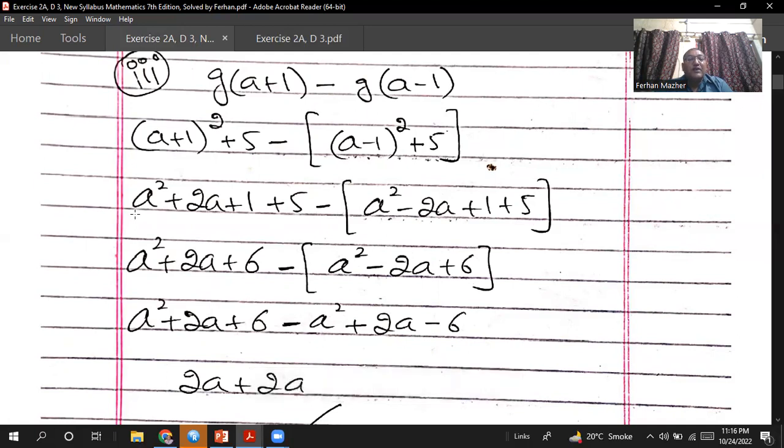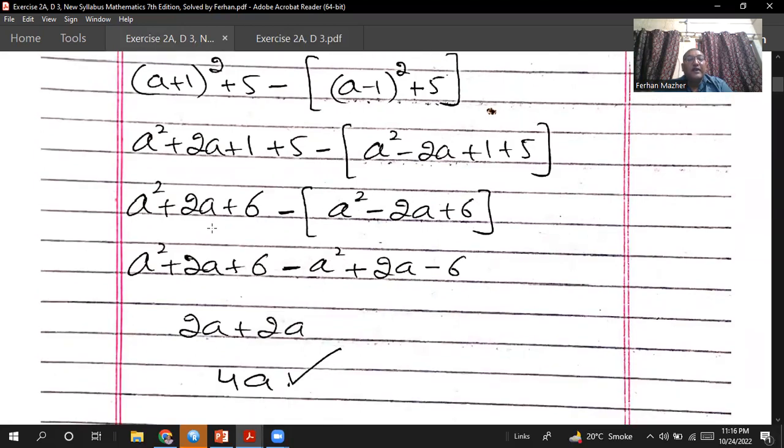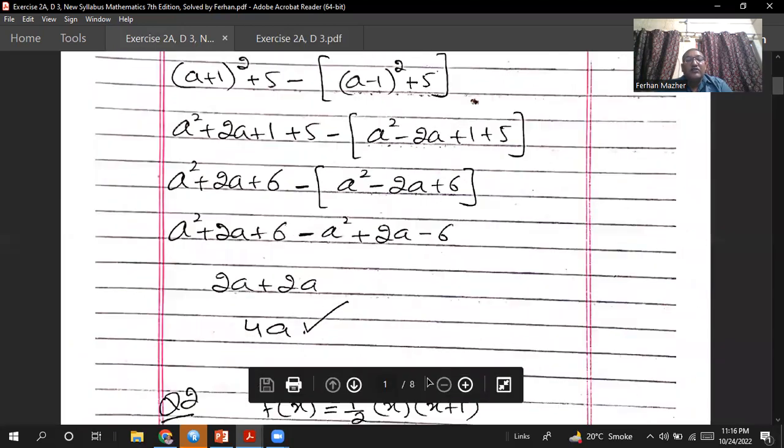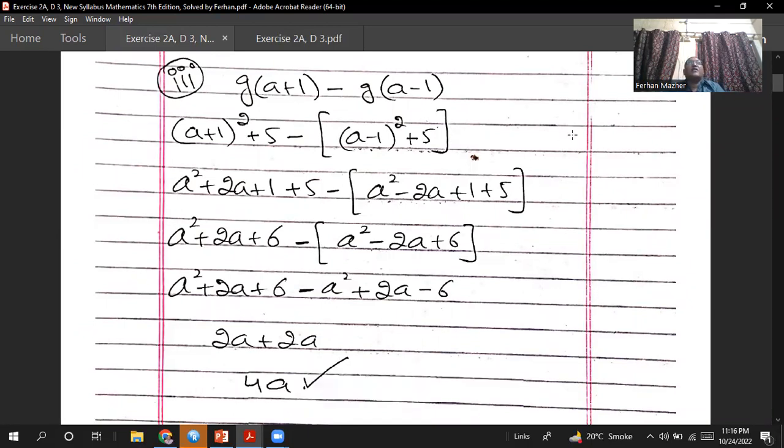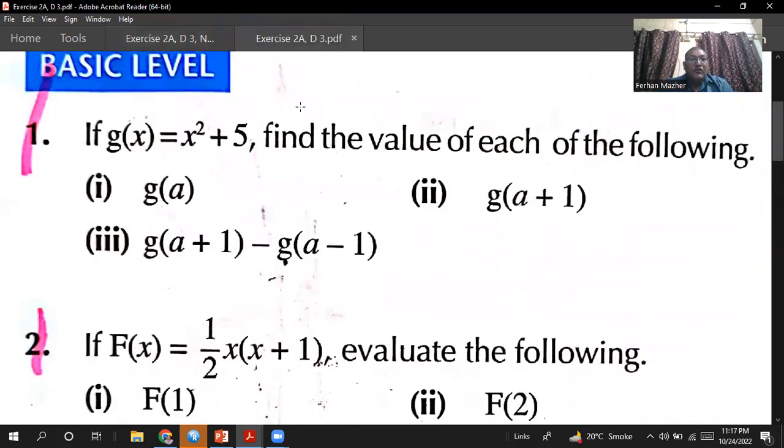So you will have 2a plus 2a, and that will be 4a. So this is how this is done. So let me show you. Now the whole question is showing up on your screen. Hopefully you understand how this is done. Okay.